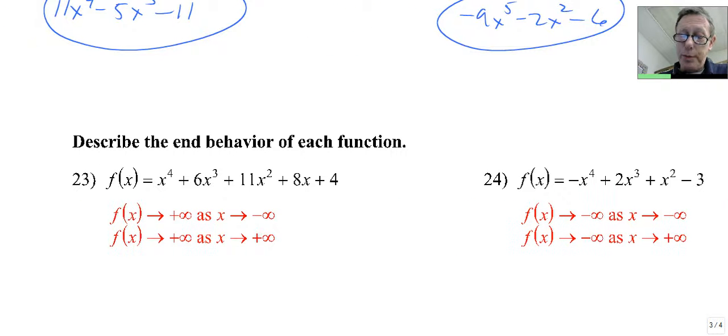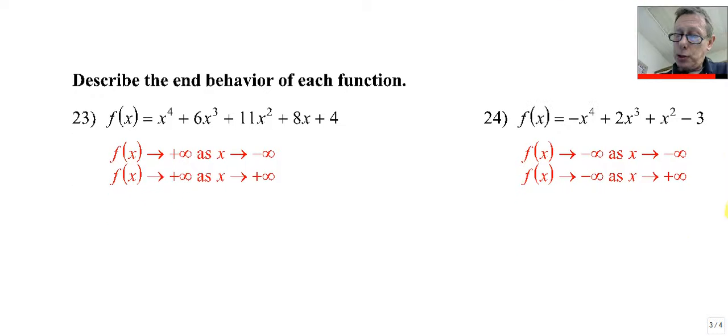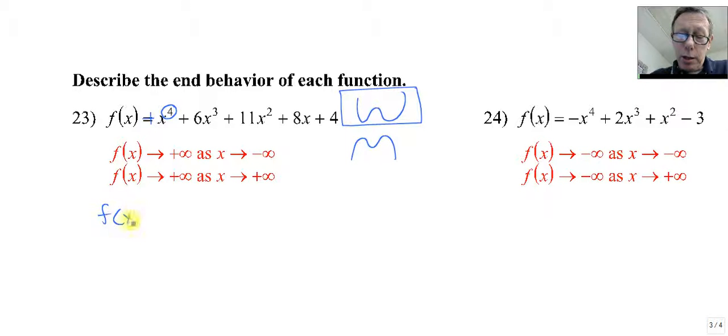Okay, let's do some end behaviors. All right, so what I have is an even degree, and there's a plus. So it's an even degree with a plus. Well, an even degree is either going to end and start in the same direction, and they'll either go up or down like that. So the plus sign means that we're going to have one that starts high and ends high. So we could write that as f of x goes to plus infinity.